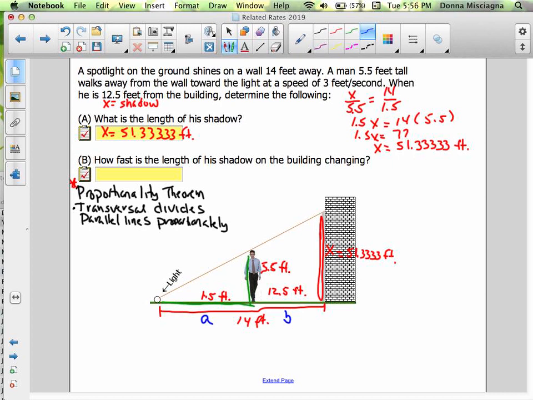A and B are going to be changing proportionately to the transversals that are dividing the lines. So that would be the man and the shadow. Right? So A and B are divided proportionately. They are not constant values.